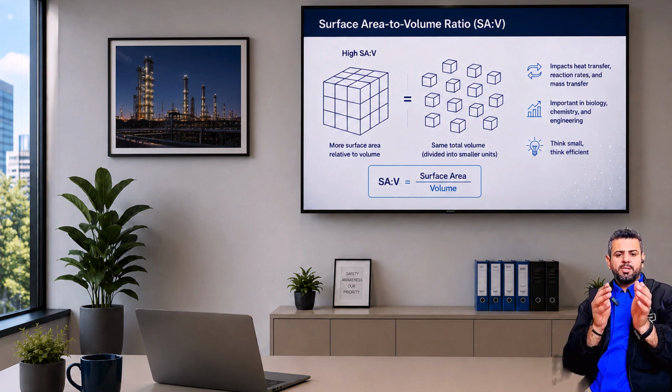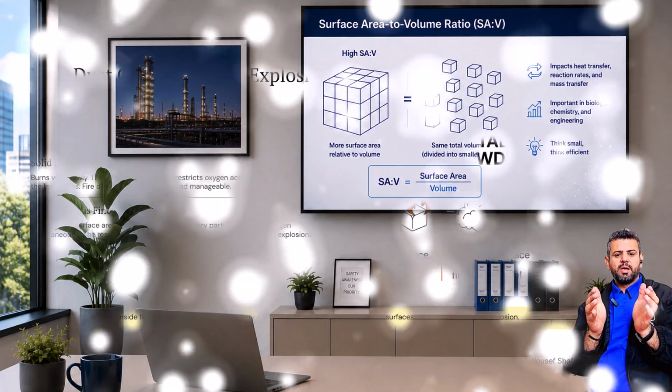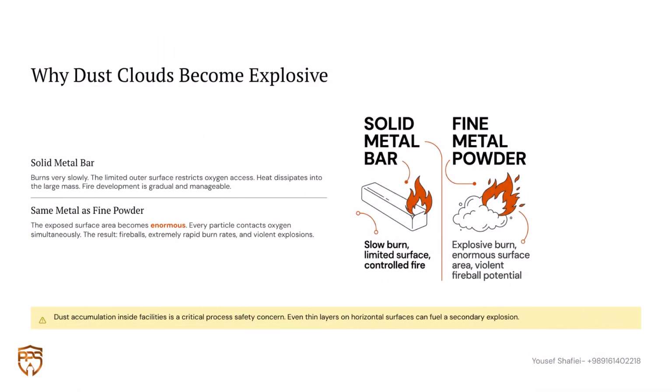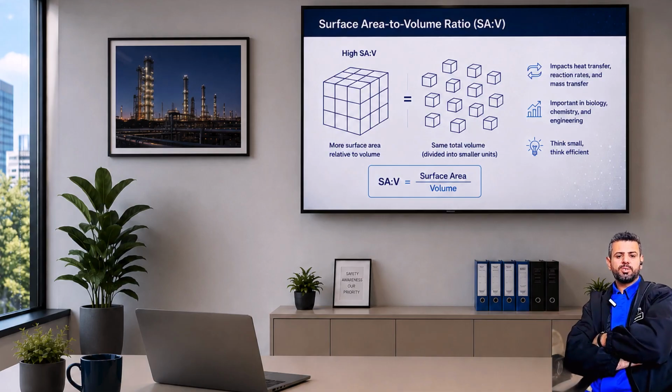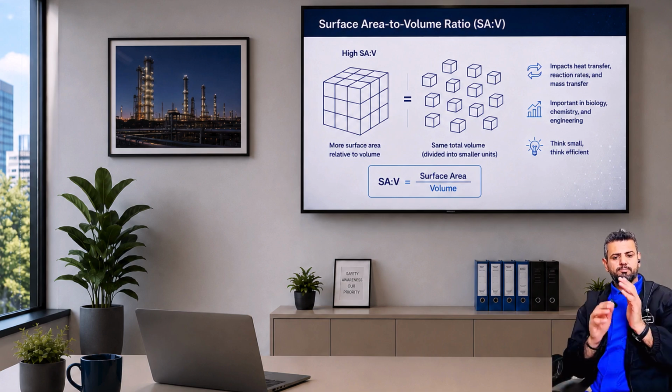Let's take metal as an example. A solid steel bar usually burns very slowly, but the same metal as fine powder may burn extremely rapidly, produce fireballs, and create a violent explosion. Why? Because the exposed surface area becomes enormous. This is why dust accumulation inside a facility is a major process safety concern.